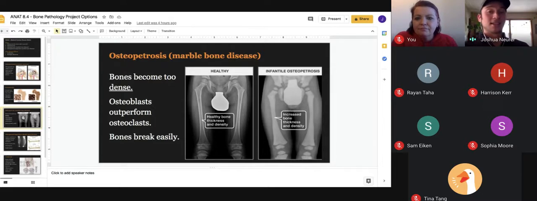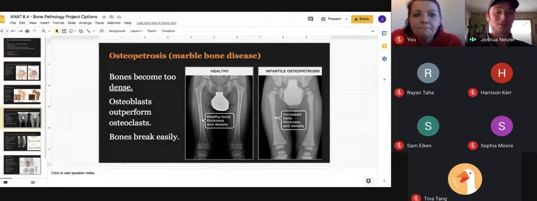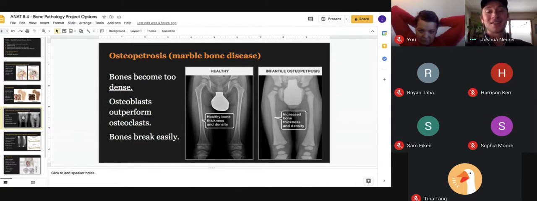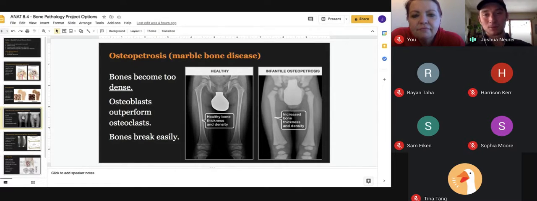On the flip side, the opposite of osteoporosis is osteopetrosis, which is also known as marble bone disease. Ooh. This is when bones become too dense. So unlike osteoporosis, where the clasts were the ones doing all the work, this is where the osteoblasts are actually outperforming the clasts. So there's way more bone being built than being removed. And what that does is create this really dense, marble-type bone network. And you would think you would have Iron Man-like qualities as a result of this, but it's actually the opposite.